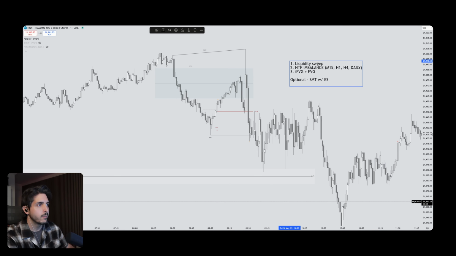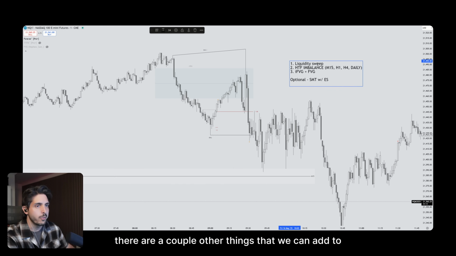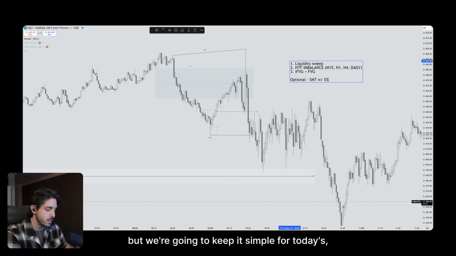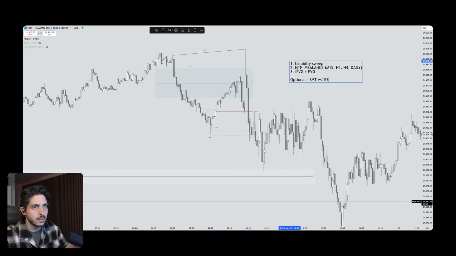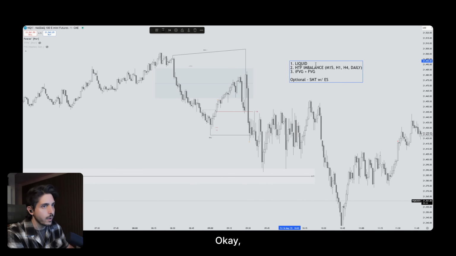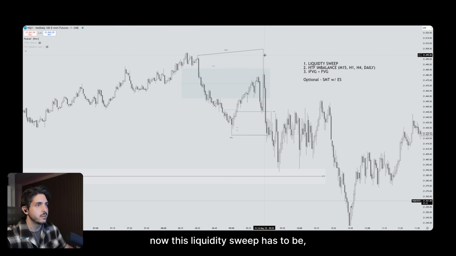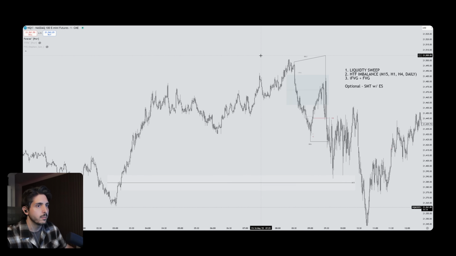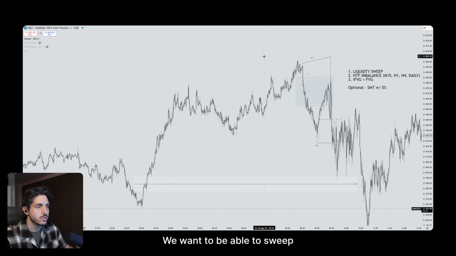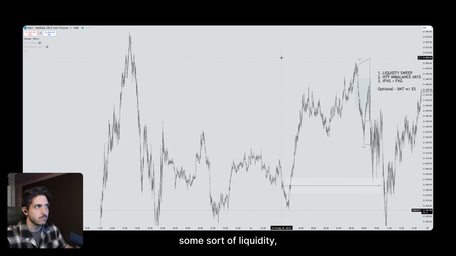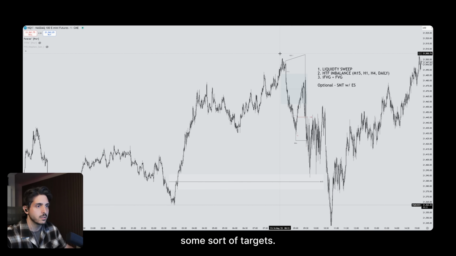Now, there are a couple other things that we can add to this, but we're going to keep it simple for today's lesson. And this is what we're going to be looking for, right? So we're going to be looking for the liquidity sweep. Now, this liquidity sweep has to be important, right? We want to be able to sweep some sort of liquidity, some sort of targets.